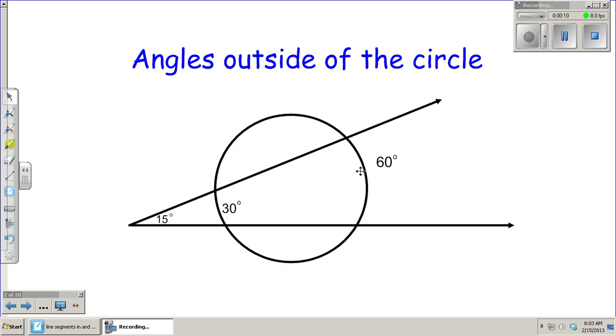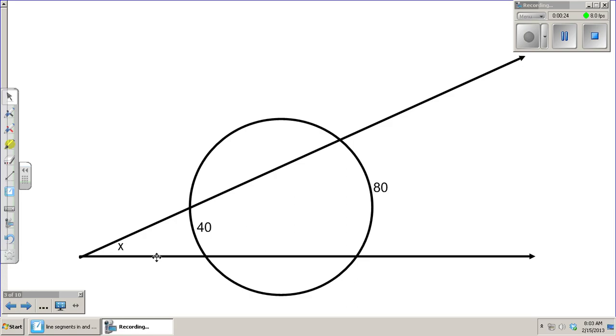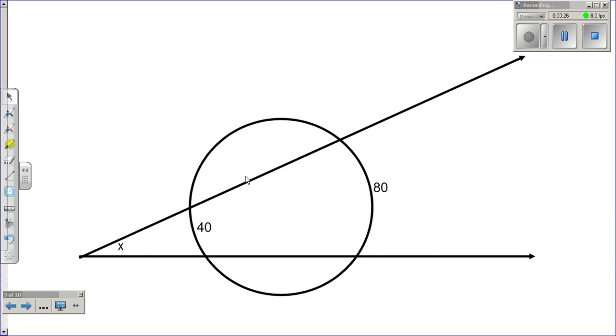The way you find an angle outside of a circle is if you take the bigger arc it makes. See, this angle makes these two arcs right here. Take the bigger, subtract the smaller one, divide by 2, and you'll find the measure of the angle. Okay, watch how it works.